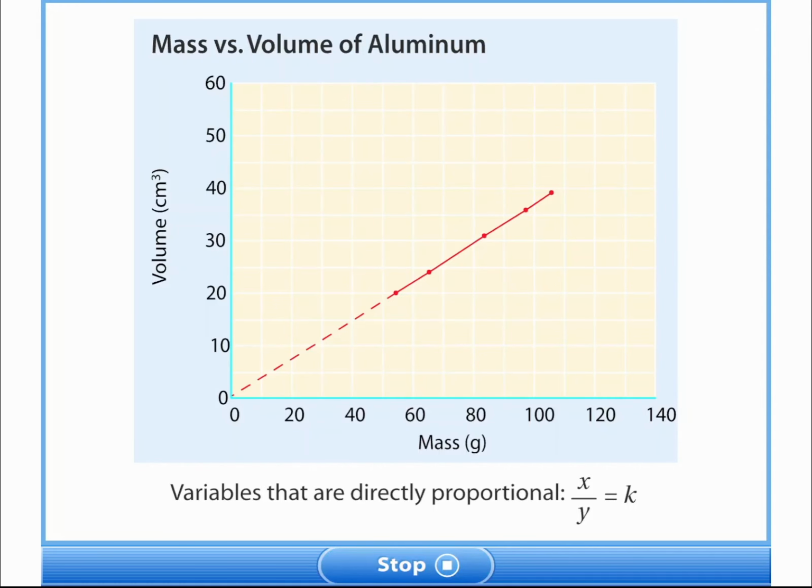Two variables are directly proportional when their quotient is constant. In this example, when we divide the mass by the volume, we get a constant. From the graph, we see that when variables are directly proportional, when one increases, so does the other.